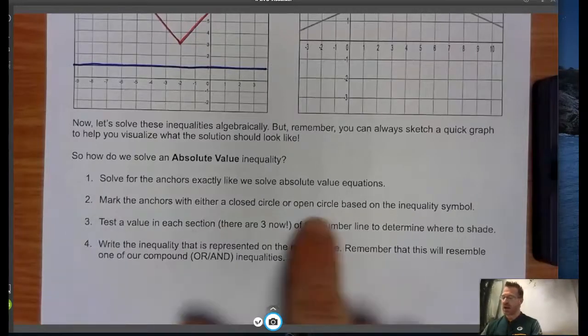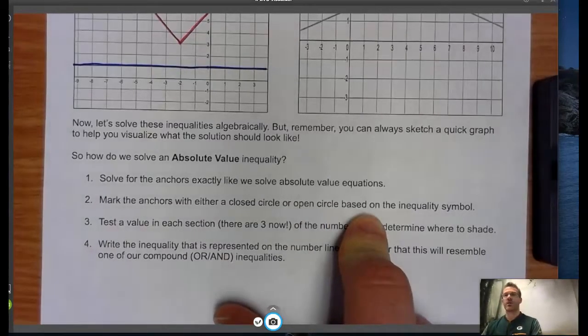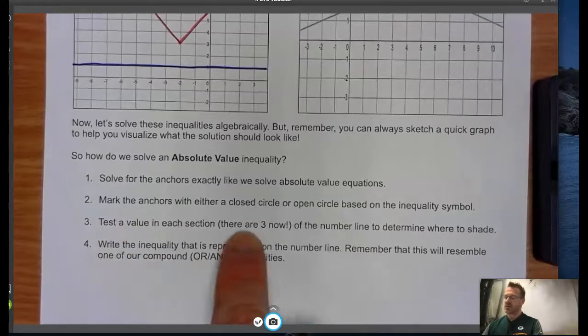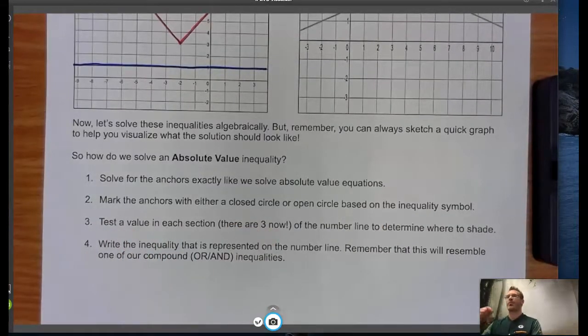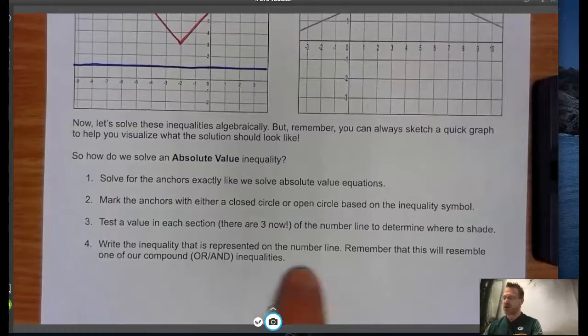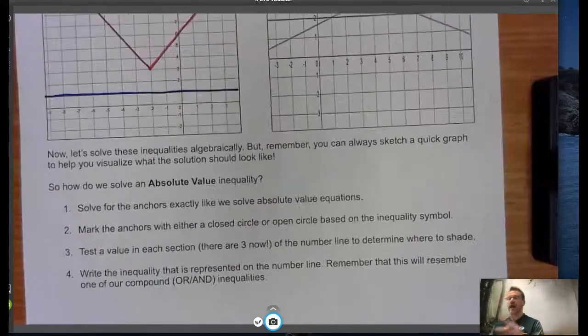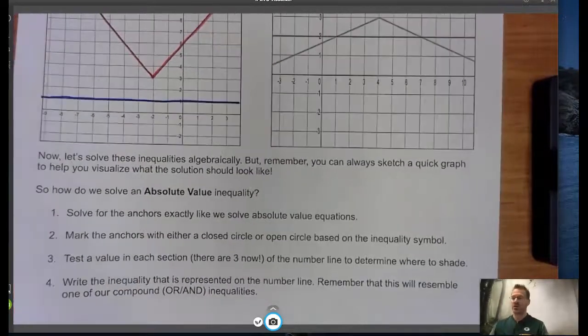We're going to mark those anchors with an open or closed circle based on our inequality symbol, just like before. Now, test a value in each section, and now there's 3 sections. And we're going to talk about a way to speed that up as we go through this process, to determine where to shade. And then we're going to write our inequality, and remember that this is going to be an "or" or an "and" when we finish. Okay, so now let's look at an actual equation and do some solving here.